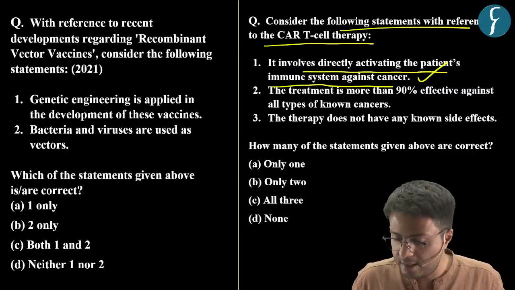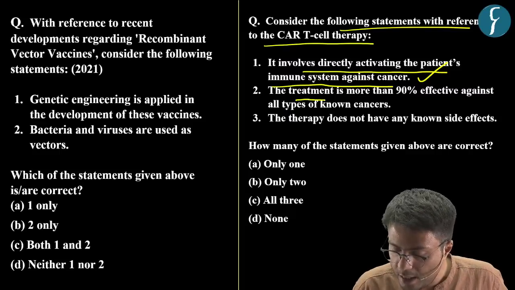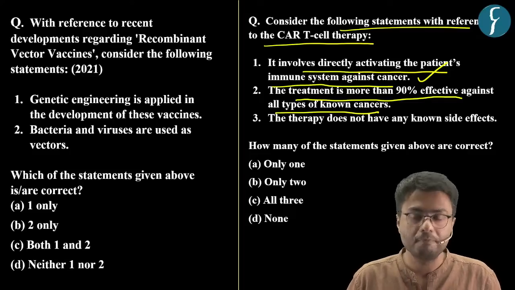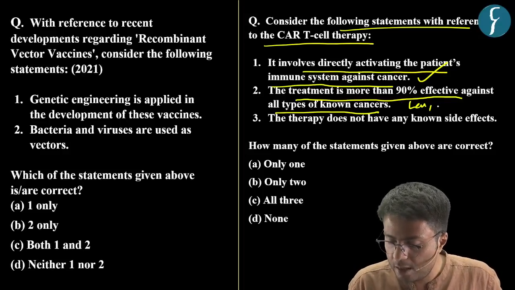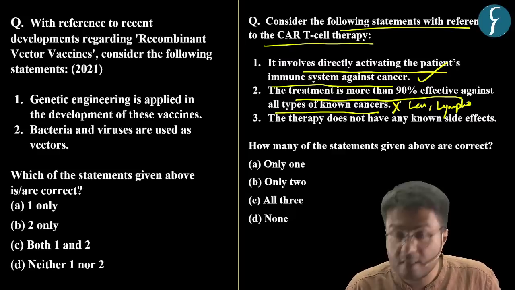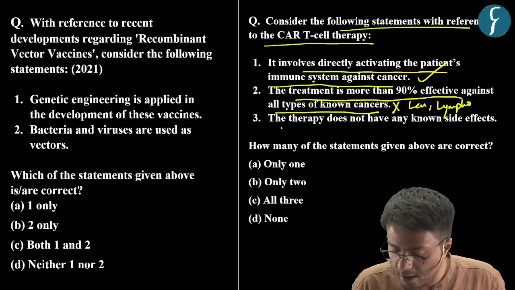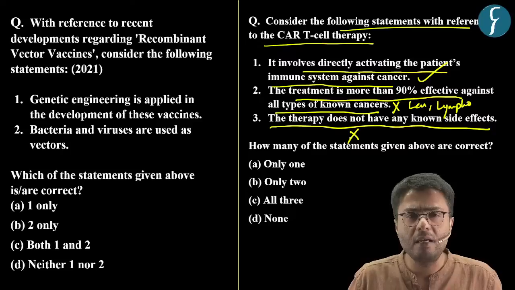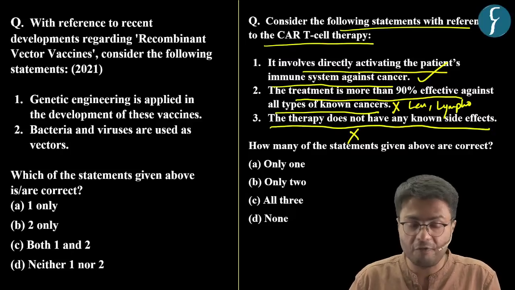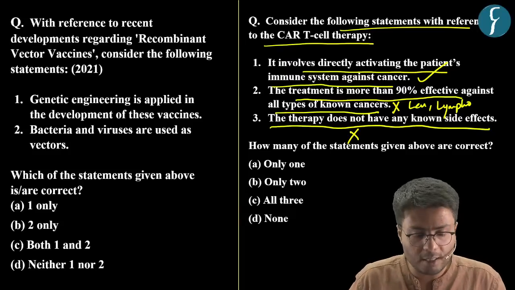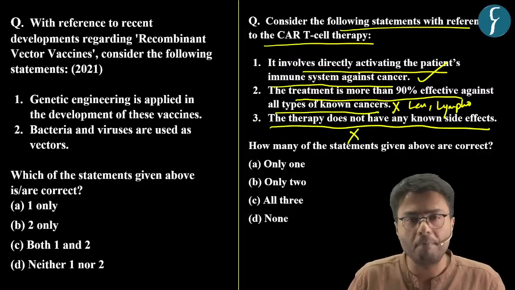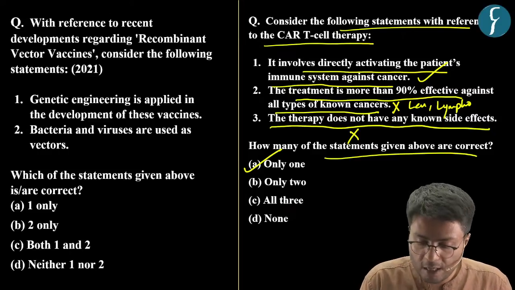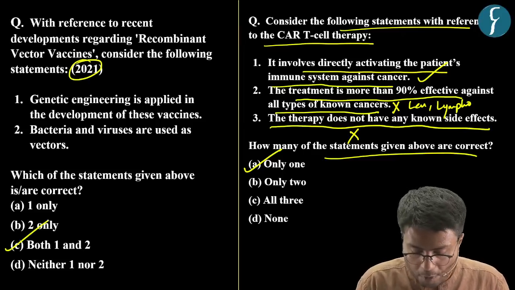Now consider the second statement. This statement highlights that the treatment is more than 90% effective against all types of cancers. Now, as we have discussed, this cell therapy is only applicable in case of leukemia as well as lymphoma. Hence, this statement is incorrect. Now, the third statement says that the therapy does not have any kind of side effects. This statement is again incorrect because in this therapy, there are some side effects such as nausea, high fever, trouble in breathing, as well as certain neurological symptoms such as confusion, seizures, as well as speech impairment. Hence, as we have discussed, the answer to this question is option A. Whereas as far as the PYQ of 2021 is concerned, the correct answer was option C.